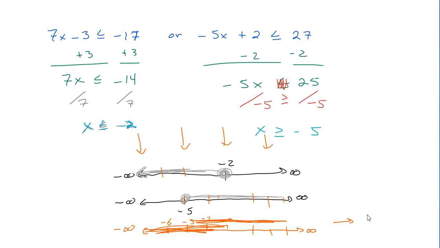So my result here is -infinity to infinity. All real numbers will solve this system. All real numbers are either going to be in the solutions to this or the solutions to that, or both. Some will be in both.